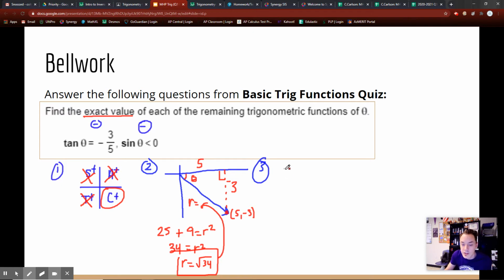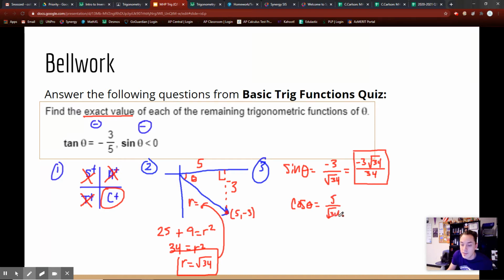Okay, my third step, and probably my final step: now I can finally get my remaining trig functions. What's sine? Well, sine of theta is opposite over hypotenuse, so negative 3 all over radical 34, which is negative 3 radical 34 all over 34. Notice how it's negative, and we're in the fourth quadrant. Now, if we're going to do cosine, is it going to be negative or positive? It should definitely be positive.